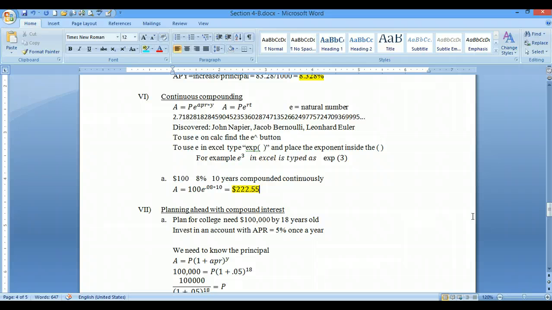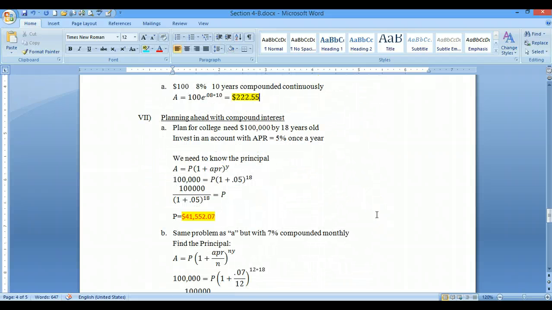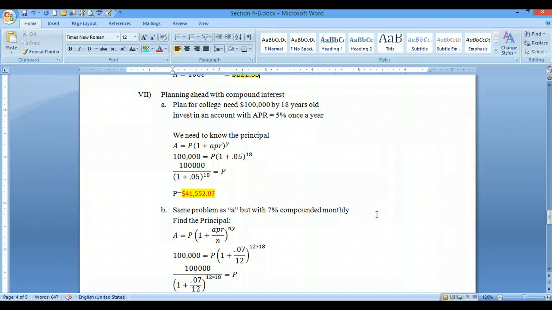$222.55. Let's go on to the next, which is Roman numeral 4, or 7, planning ahead with compound interest. So we want to know what we start out with instead of what we end with. So let's say we need to plan for college. We have a child and we need $100,000 by 18 years old. So we invest some money into an account at 5% that is compounded once a year. How much should we start with so that we get to the full $100,000? So we can use our original formula, which I don't like.